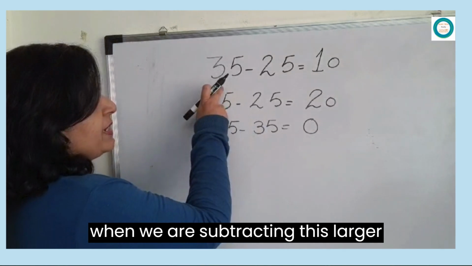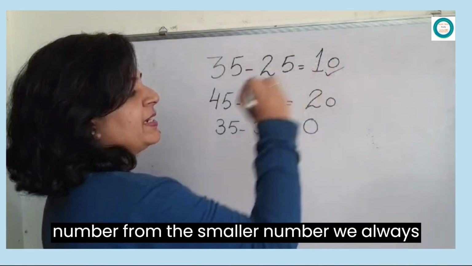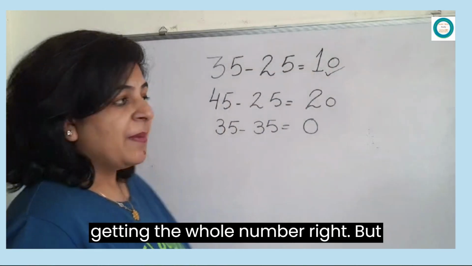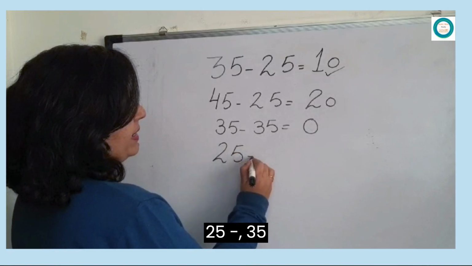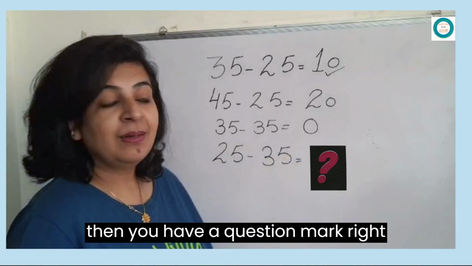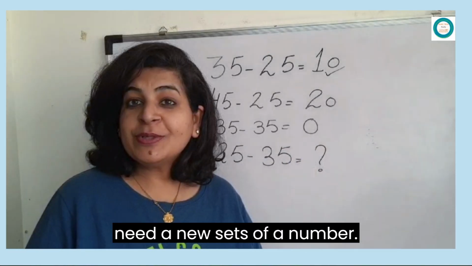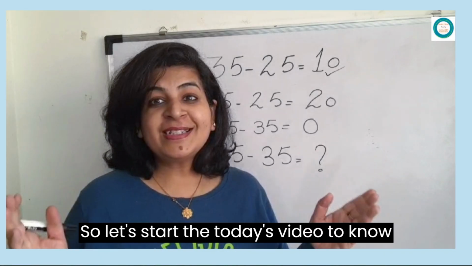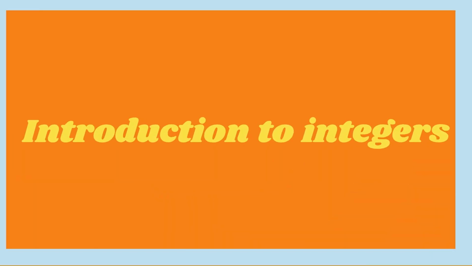Like when we are subtracting a smaller number from a larger number, we always get a whole number, right? But if I ask you what is 25 minus 35, then you have a question mark, right? So to represent this difference, we need a new set of numbers. So let's start today's video to know more about them.